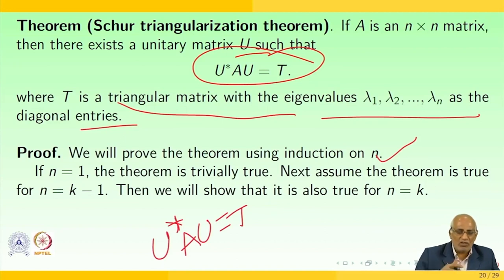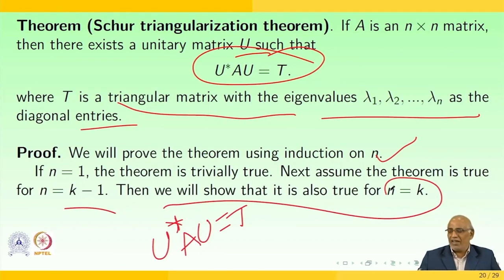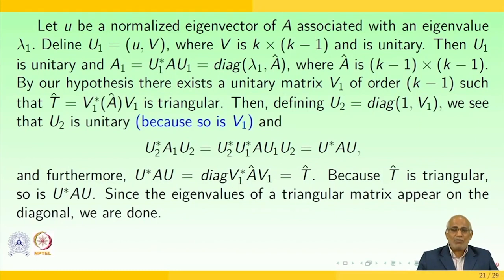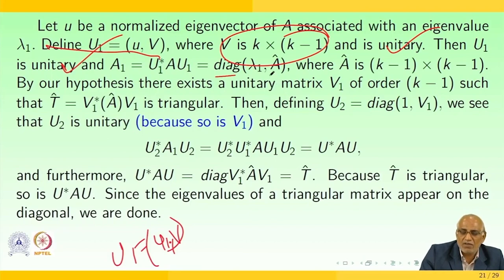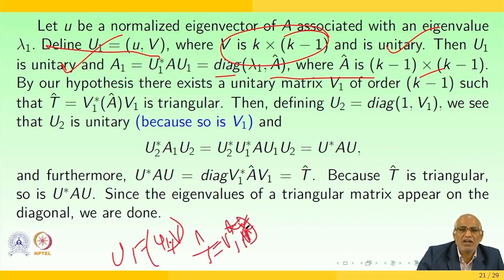Next, assume the theorem is true for n is equal to k minus 1, and then we will show that it is also true for n is equal to k. This is what is called mathematical induction. So in order to prove this theorem, let u be a normalized eigenvector of A associated with an eigenvalue lambda 1. Now define the matrix U1 equal to u followed by V, where V is k by k minus 1 and is a unitary matrix. Then U1 is a unitary matrix and A1 is equal to U1 star times A times U1, block form with lambda 1 and A cap, where A cap is a k minus 1 by k minus 1 matrix. By our hypothesis, there exists a unitary matrix V1 of order k minus 1 such that T cap is equal to V1 star times A cap times V1 is triangular, then defining the matrix U2 as diagonal of 1 and V1, etc.